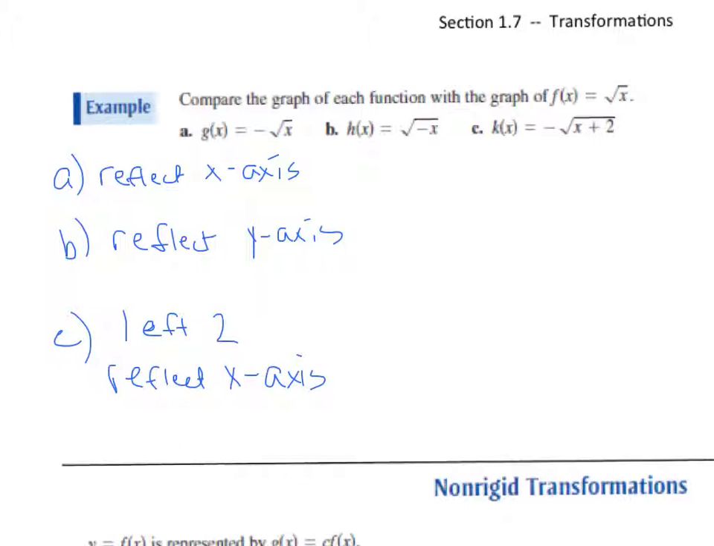So when you're trying to decide which transformation you do first, think about plugging in a value for x, and whatever operation you would take care of first, there's your transformation.